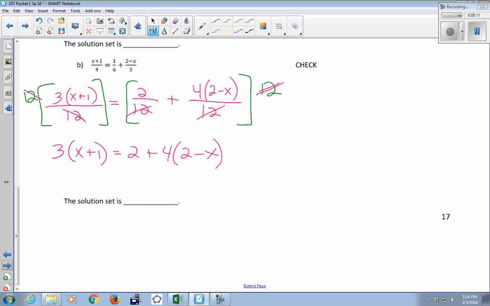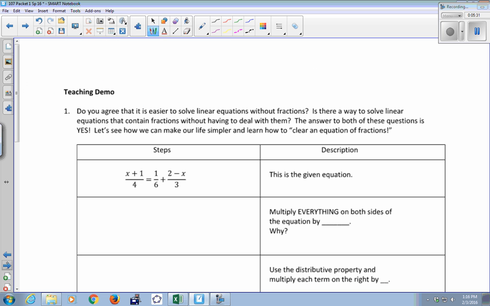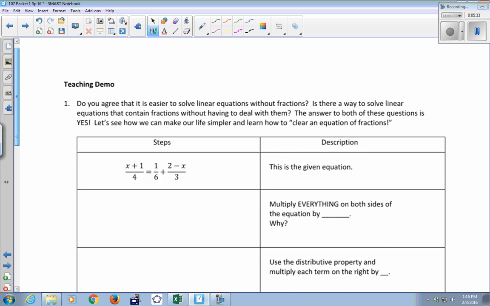And then I'm not going to finish solving it because I think that you could all do that. The trick is the getting rid of the denominators part. Any questions? All right. Oh, look, it's the same problem.